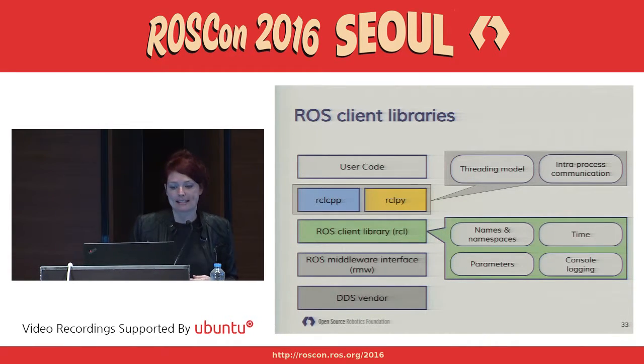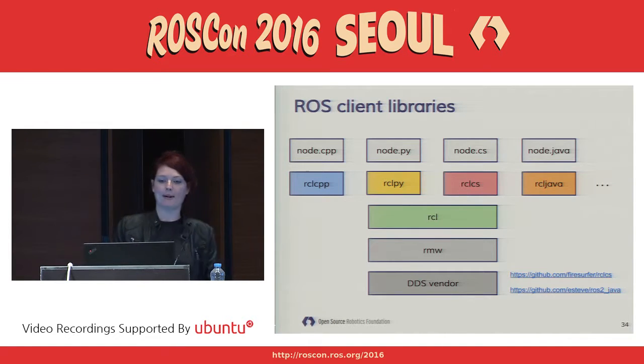And this isn't just client libraries that we implement, but any client libraries that are contributed by anyone that wants to tap into RCL. So the C# and Java implementations have actually been contributed by community members. And we have implemented the ROS client library, the RCL core, in C, because that's typically one of the easiest languages for other programming languages to wrap with foreign function interfaces.